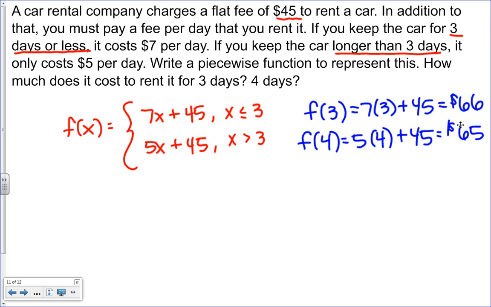Regularly with scenarios like this, when you're dealing with businesses, they often provide you with a discount at higher days just to incentivize you to actually rent the car for longer, which is why this 65 is cheaper, because then they can get people to use their cars longer and word of mouth to help promote their company. So this is a very normal scenario to see, and this is how you would figure it out based on your different piecewise functions.